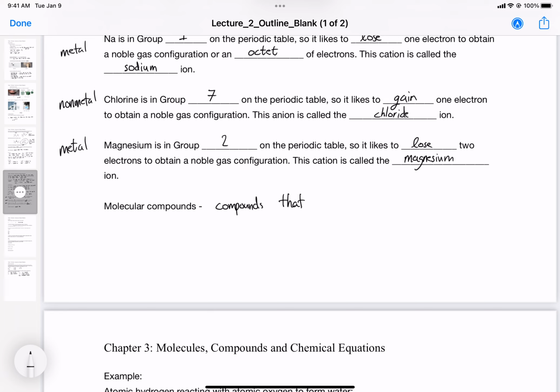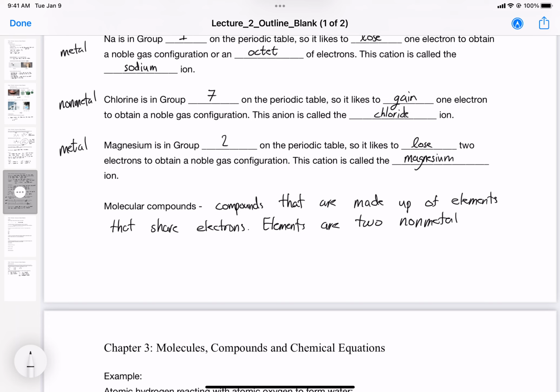that are made up of elements that share electrons. So the elements here are two nonmetal elements. So two nonmetal elements.